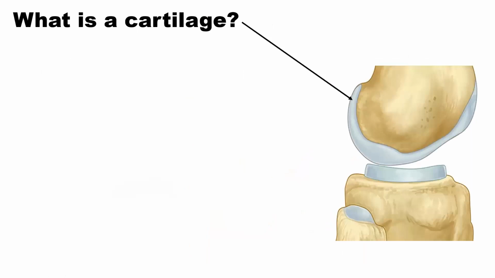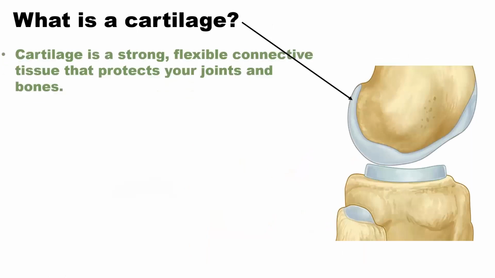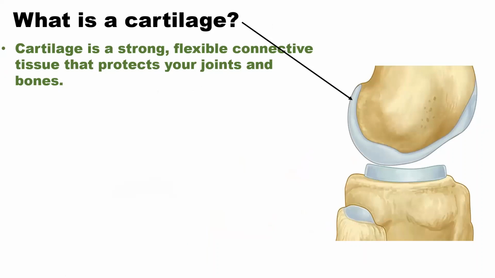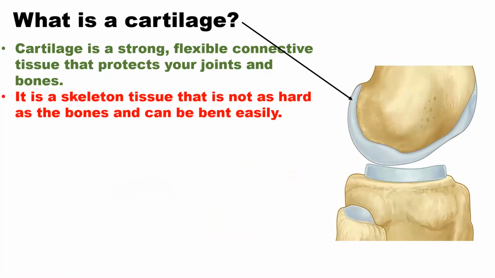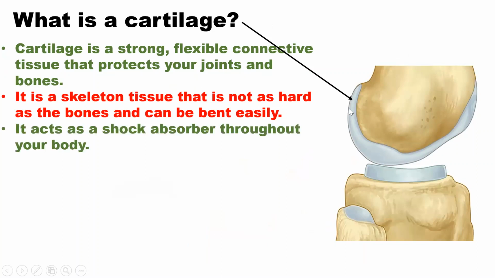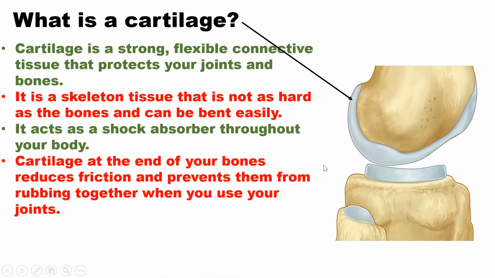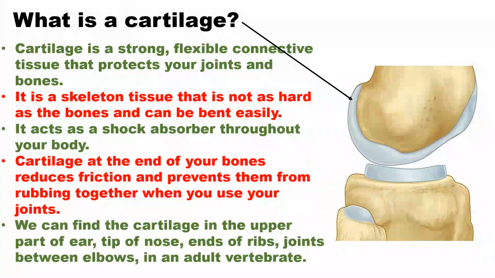So children, what is a cartilage? Cartilage is a strong, flexible connective tissue that protects your joints and your bones. It is a skeletal tissue that is not as hard as the bones and can be bent easily. It acts as a shock absorber. Can you see? Cartilage at the end of your bones reduces friction and prevents them from rubbing together when you use your joints.